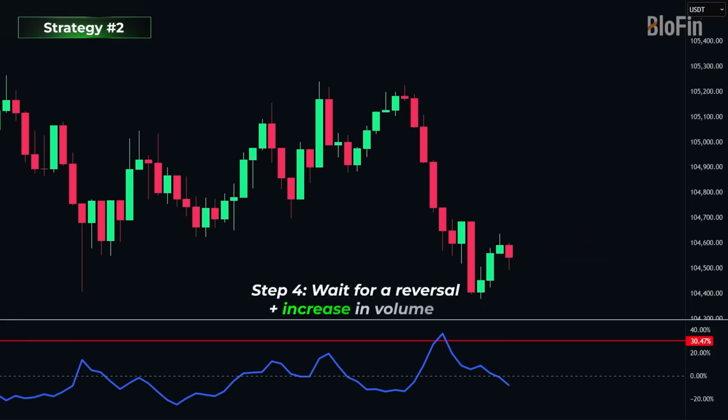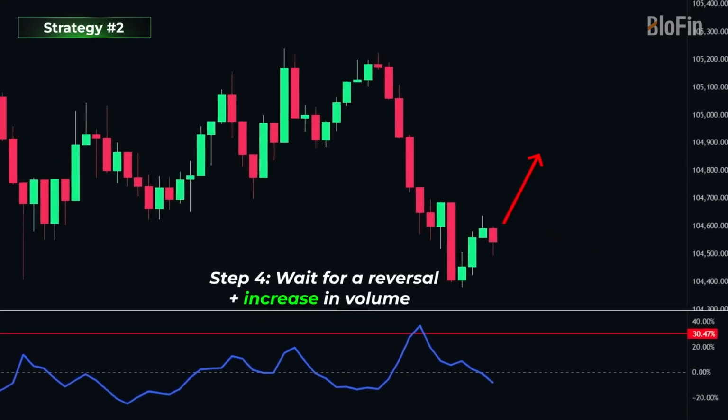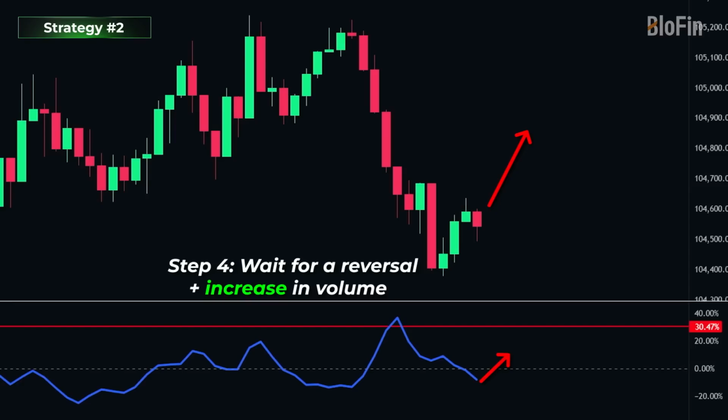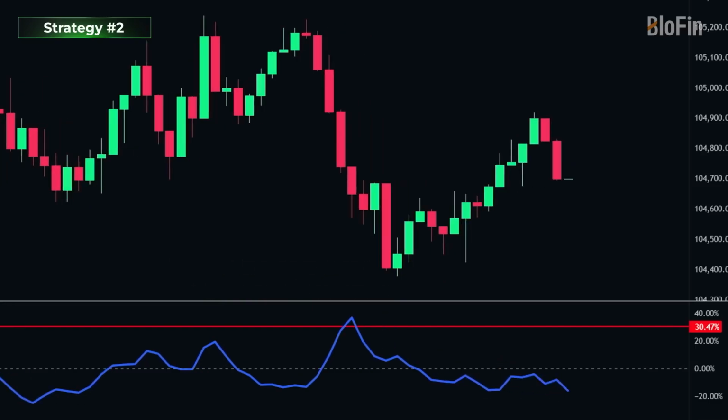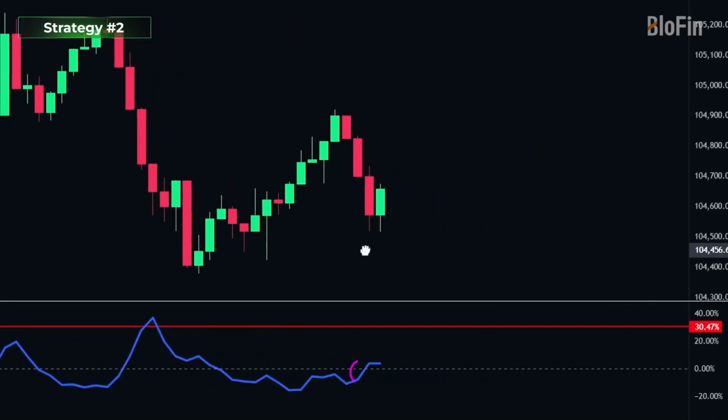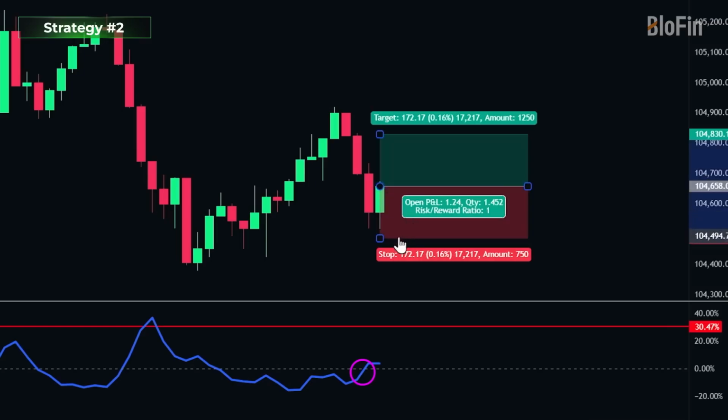Step 4, we want to wait for price to start forming a reversal while the volume crosses back above the middle line. The logic for this is simple. We want to confirm that the reversal is actually backed by rising volume, because if that potential uptrend isn't supported by increased volume, it means the move is weak and most likely won't last. Once the trend reversal is confirmed with high volume, that's when we enter a buy position.